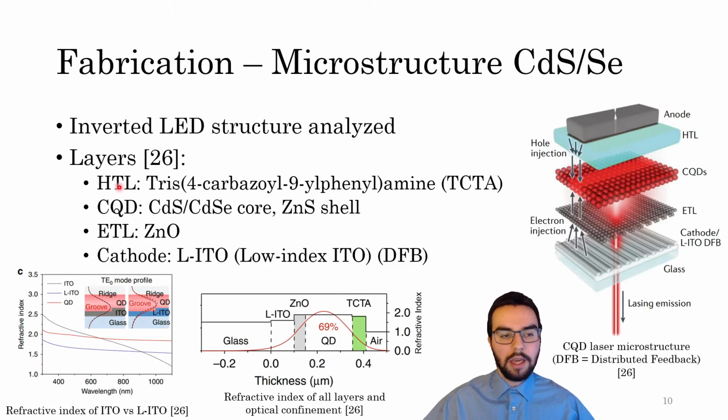Now, the HTL, the hole transport layer, is made of TCTA. The colloidal quantum dots are made of cadmium sulfide and cadmium selenide cores and zinc sulfide shells. And the electron transport layer is made of zinc oxide. The cathode is a low index ITO material. The low index ITO allows for more of the optical confinement to happen within the quantum dot array, which is where the gain actually happens.